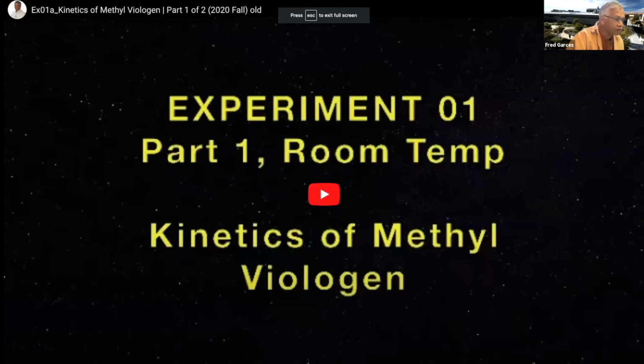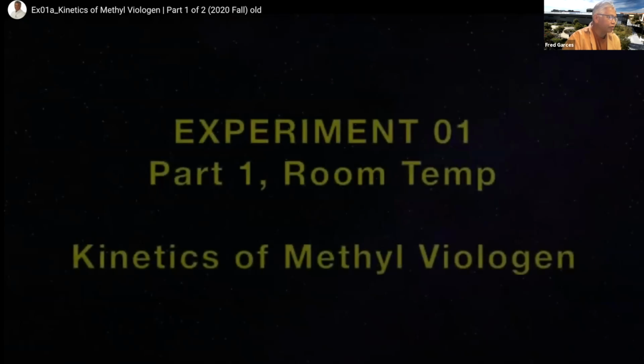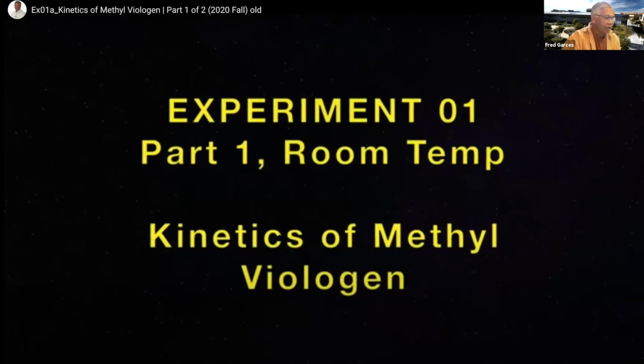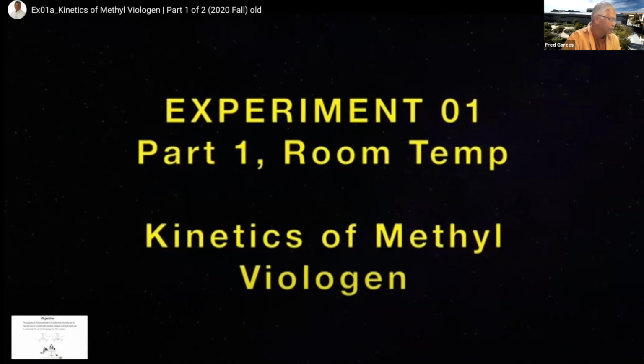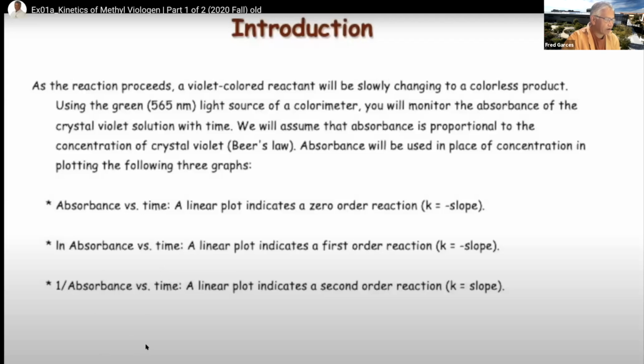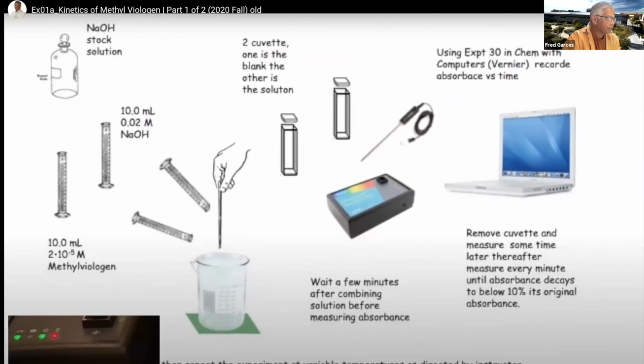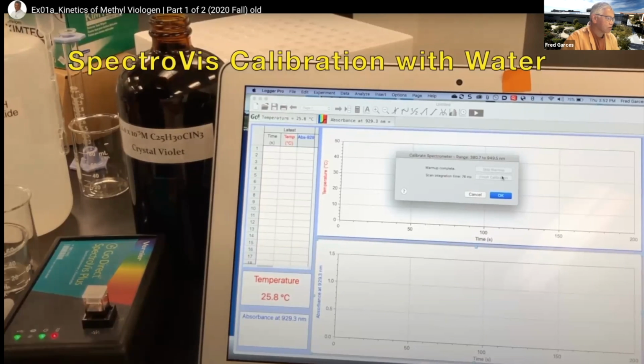Now it covers the whole page, your whole screen. And then go ahead and turn that on, and it tells you right here, experiment 1, part 1, room temperature, kinetics of methyl viologen. That's the title of this experiment. I basically talked to you guys about this. If you didn't hear the PowerPoint, then I give it to you here as well. Okay, this is the actual experiment.